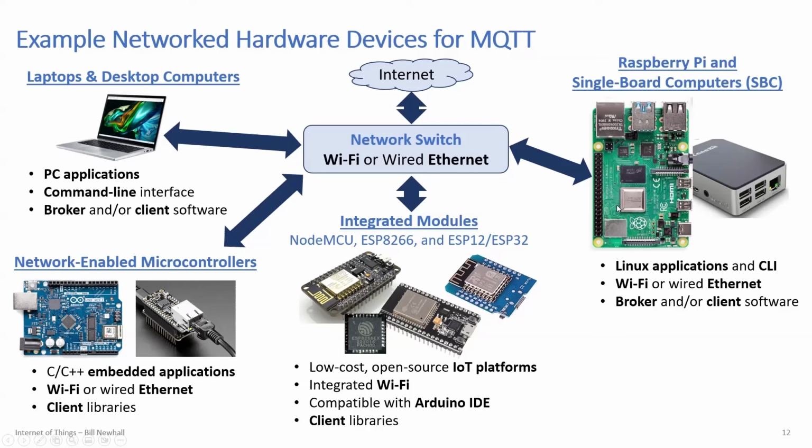I plugged in a Raspberry Pi and a network switch. There's a wired connection here. It's actually a Wi-Fi router. And this Raspberry Pi is running the broker. So that's the broker that you're going to connect to for the standalone network, running on this Raspberry Pi. It's running the Mosquitto broker.